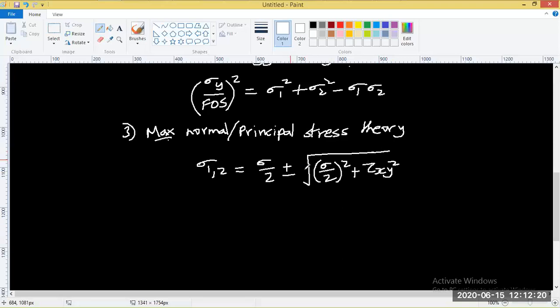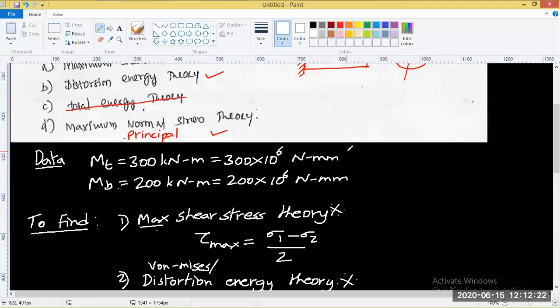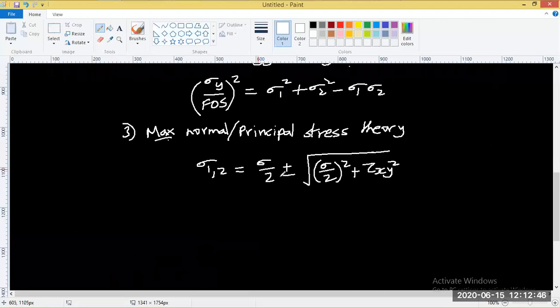Why? Because you see there are only two loading conditions acting here. There is MT and MB. MT is torsional moment. Torsional moment gives us shear stress, whereas bending moment gives us the normal stress or sigma. Okay, so that's why I've condensed this equation into only sigma and tau. So also we don't need to write xy here because you're getting only shear stress tau.